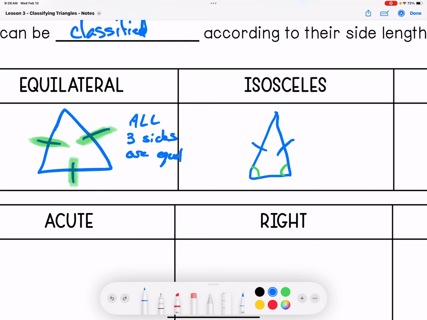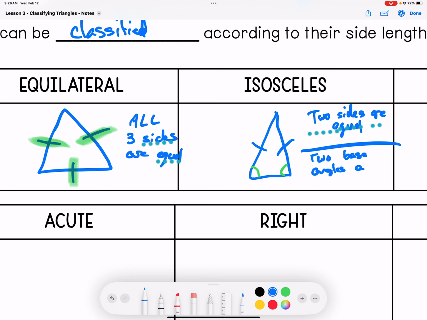Now here's what you need to know about an isosceles triangle. Two sides are equal, which also means two of the base angles are equal also.